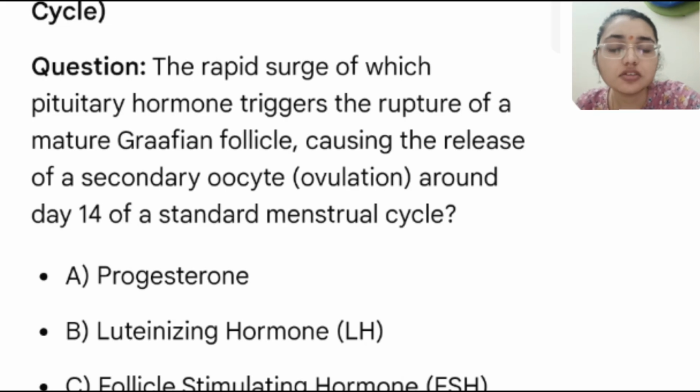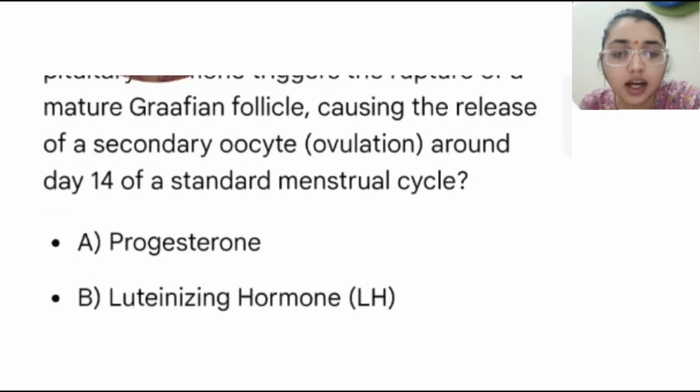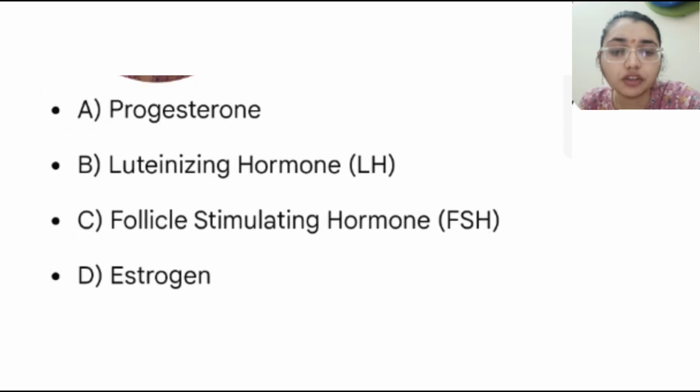The rapid surge of which pituitary hormone triggered the rupture of mature Graafian follicle, causing the release of secondary oocyte, ovulation, around day 14 of a standard menstrual cycle? That is luteinizing hormone, LH. High estrogen level from the growing follicle triggers a sharp rise in LH.